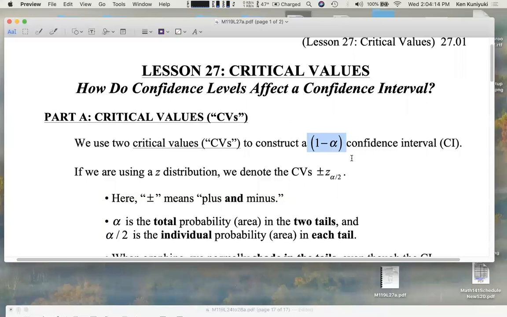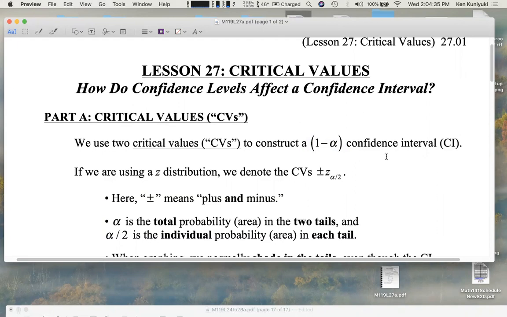So you're going to learn to be familiar with various notations like these. So we're going to use two critical values, or CVs, to construct a 1 minus alpha confidence interval, or CI, for a population parameter such as a mean mu, a population mean mu.